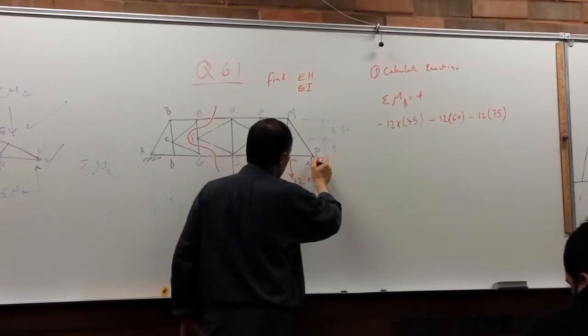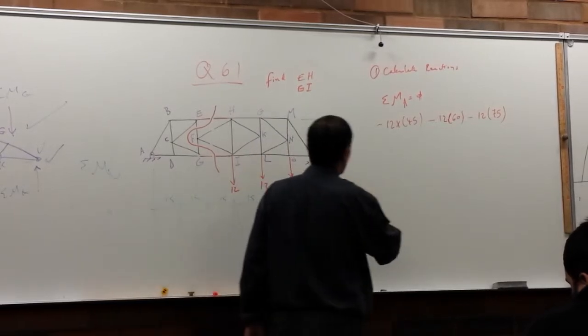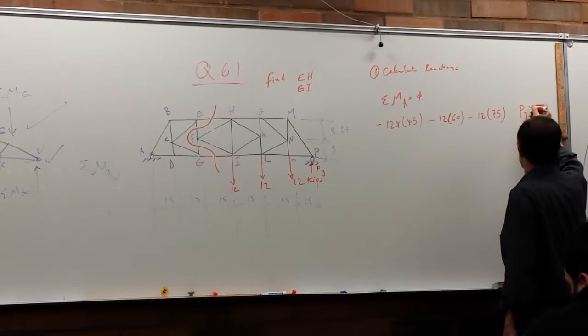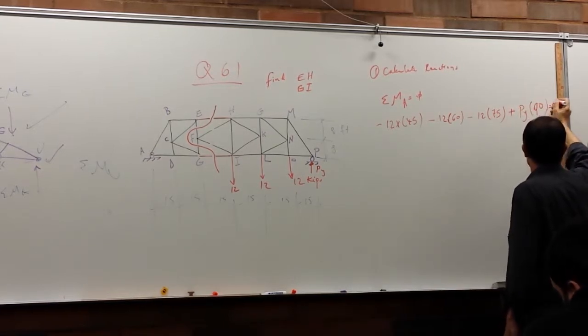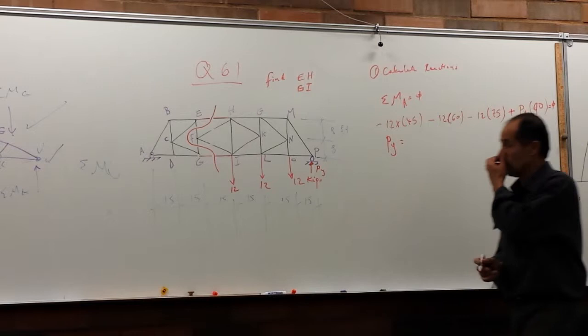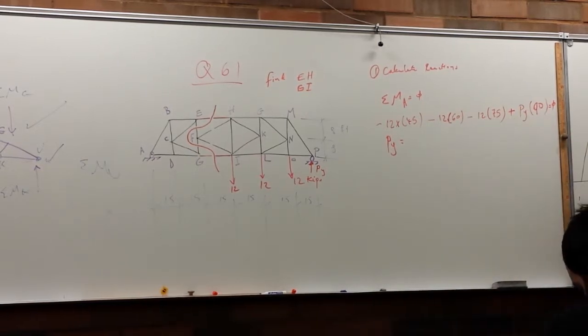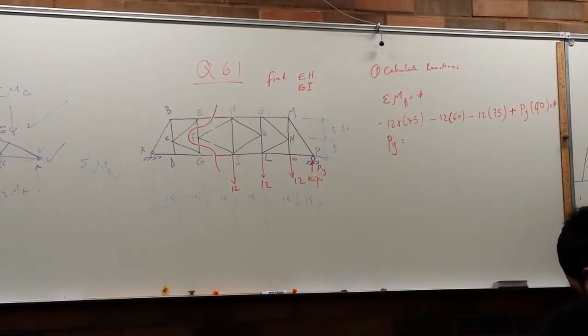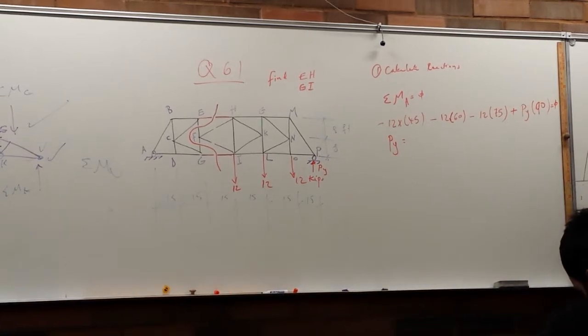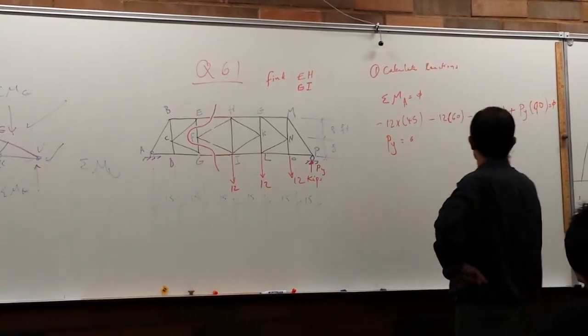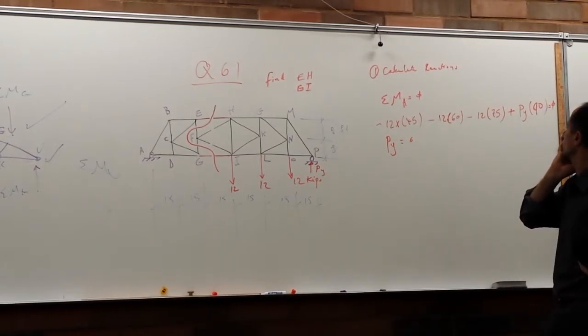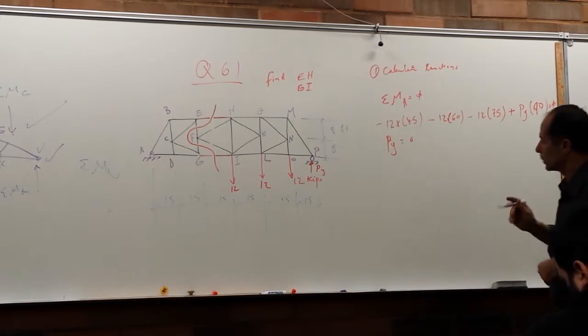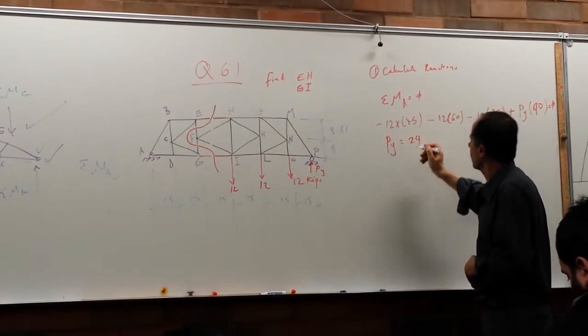Then I have here Py times 60 times 90, is positive, equals 0. What is Py? I got 24. 24? 24, yeah.